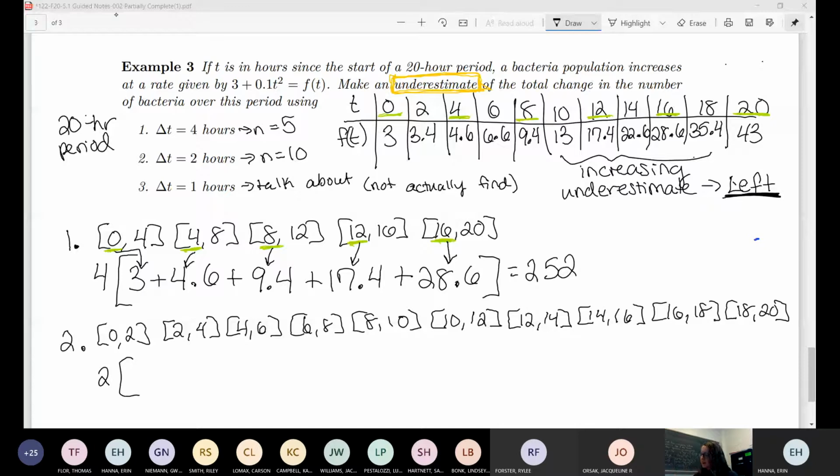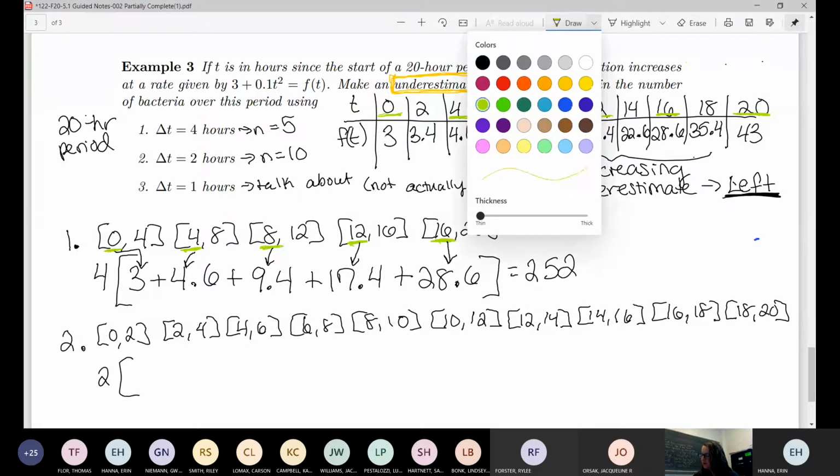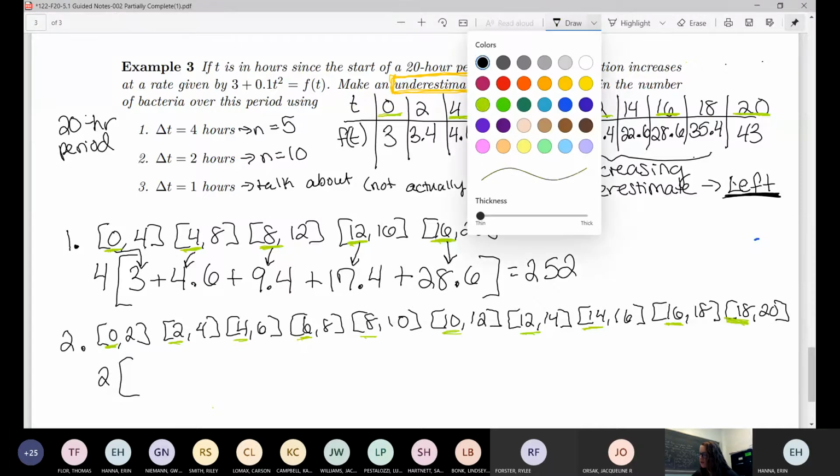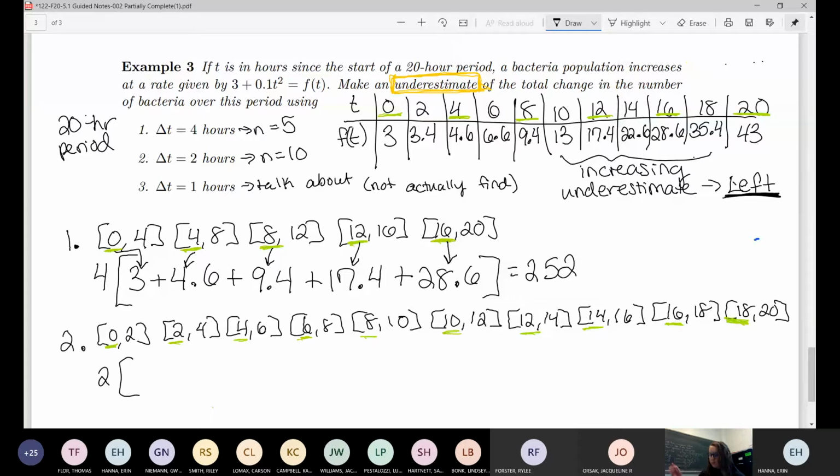Since we want the left-hand side, we want to use the y values associated with all the left-hand endpoints. So 0, 2, 4, 6, 8, 10, 12, 14, 16, and 18. So we're essentially going to use all the values on our table except for the one at 20. So we'll have 3, 3.4, 4.6, 6.6, and so on.